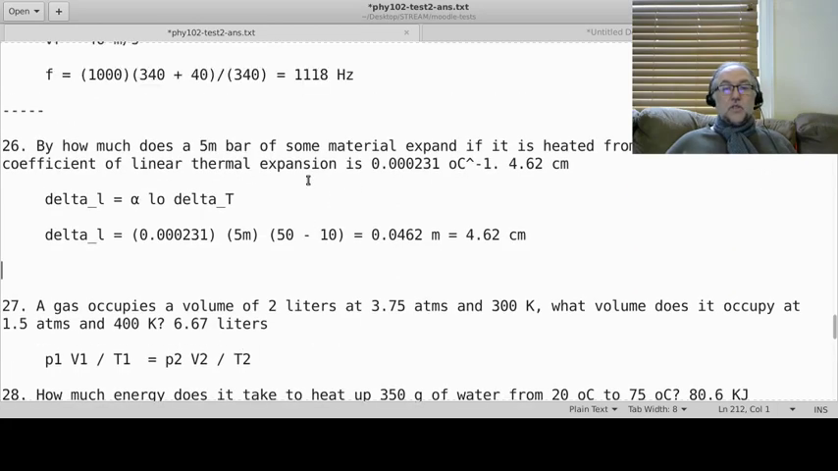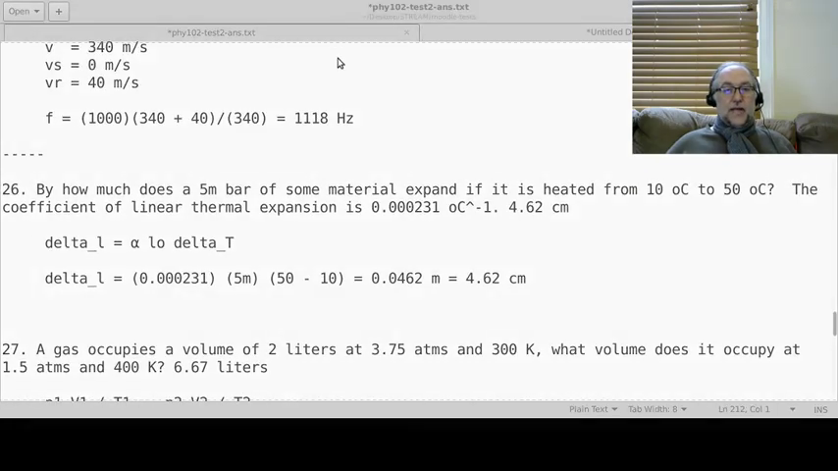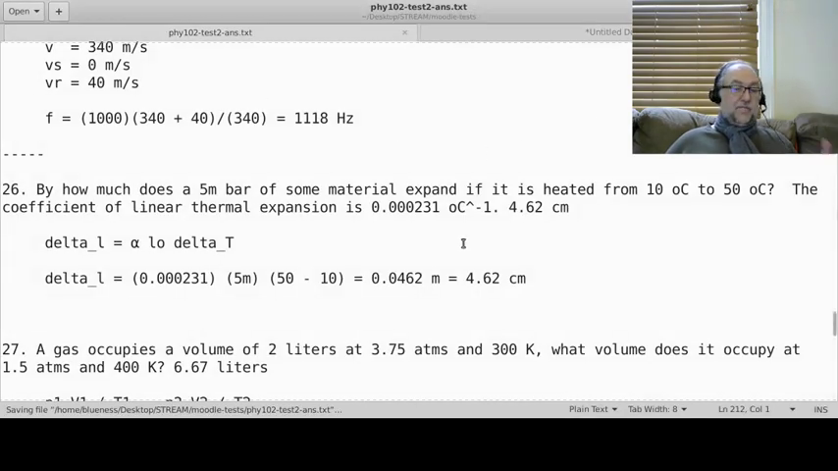I should just note something: during a test, I will pick a particular problem, but there are other variations to this problem, which we did. So on the final, make sure that you study all the variations, because I could do different things here. For instance, I could give you delta L and ask you what delta T is, or I could give you both delta L and delta T and ask you to calculate alpha, which is basically the process you do when you calibrate a thermometer.